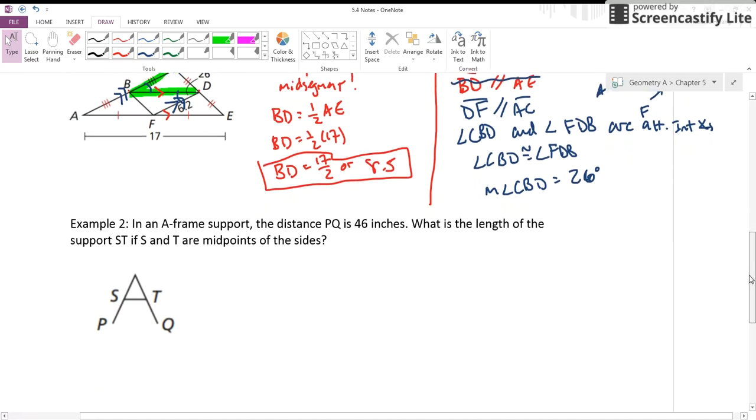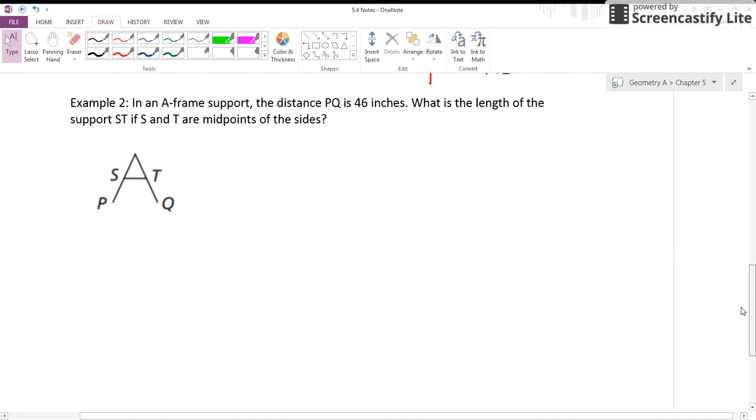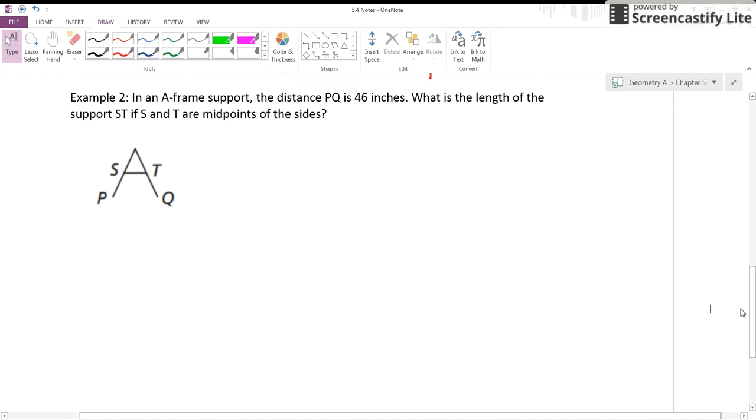Let's take a look at example 2. We can give context to the problem and also use the triangle midsegment theorem to help us out. In an A-frame support, which you might see in some buildings or structures, the distance PQ is 46 degrees. I'm just going to go ahead and draw that in. PQ is 46, or sorry, it's 46 inches, not degrees. What is the length of the support ST if S and T are midpoints of the sides?